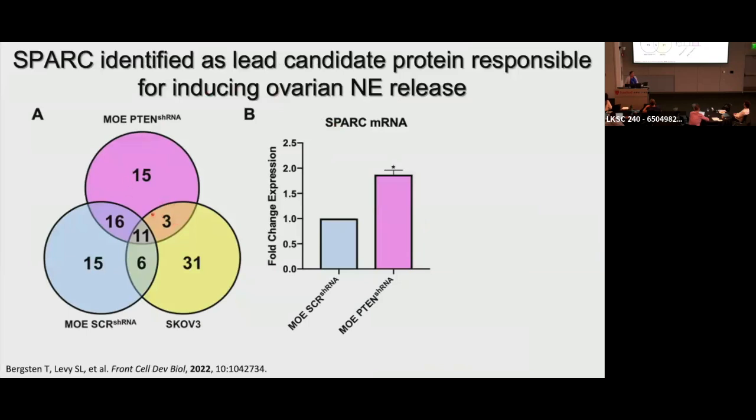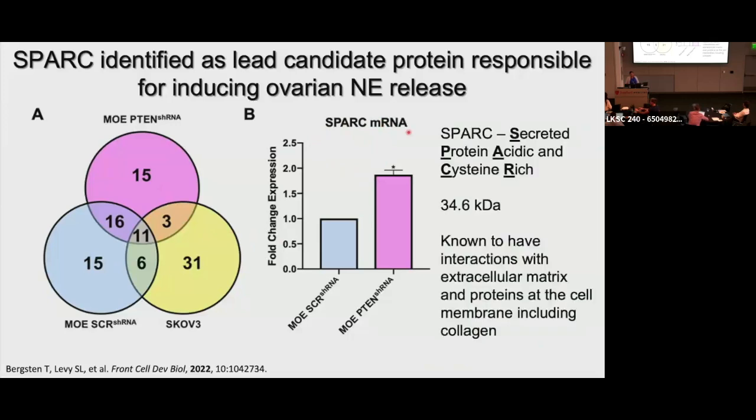That was one of these three. So one that overlaps with the P10 and the SCOV3. A student in Joanna's lab, Tova Bergstein, who was very talented, checked the mRNA levels, and we found that indeed Spark was also increased. This protein, and I was like, okay, what is Spark, right? That's probably what you're all wondering.